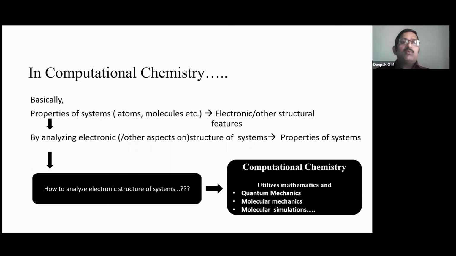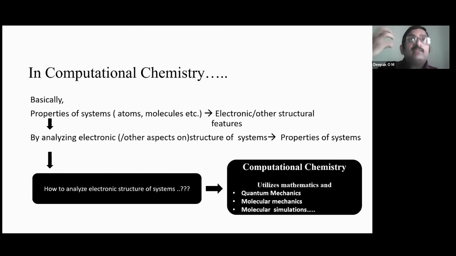Now coming to the next, what you generally study in computational chemistry. I'll tell you briefly about certain aspects connected with mathematics, quantum mechanics, etc. from this point onwards. So basically, what exactly we do in chemistry is try to analyze properties of systems. As a chemist, systems here means atoms, molecules, etc. in general.